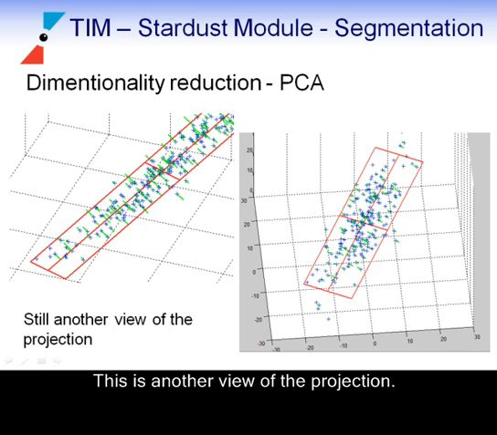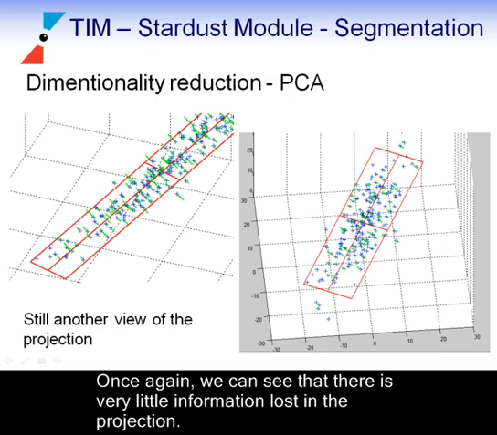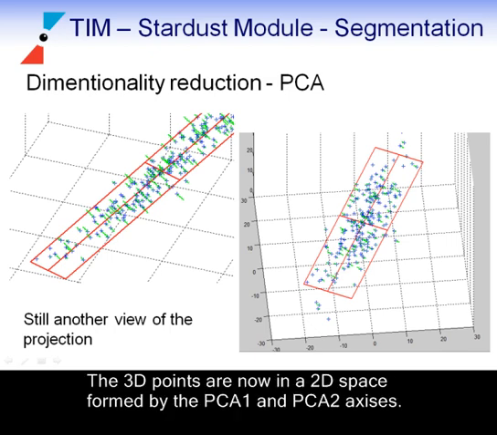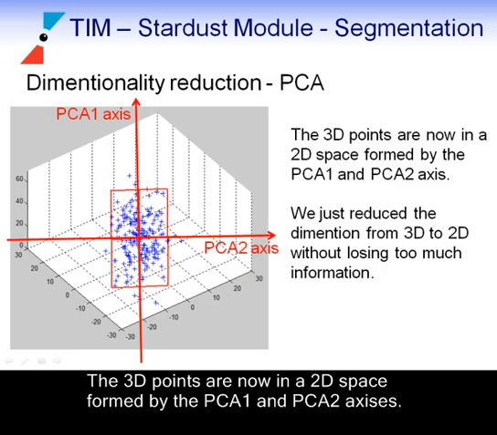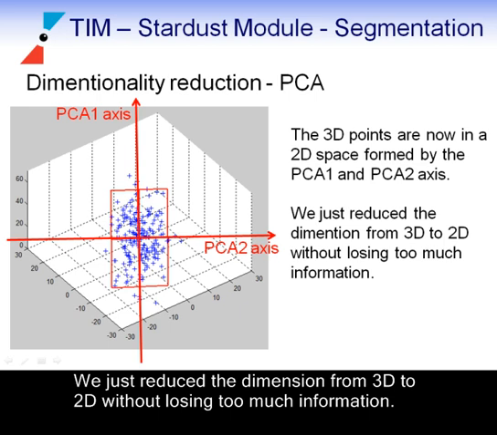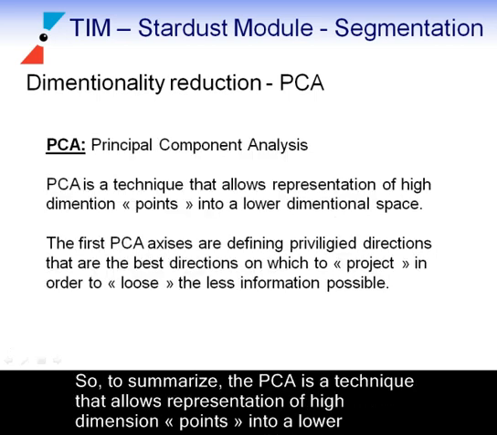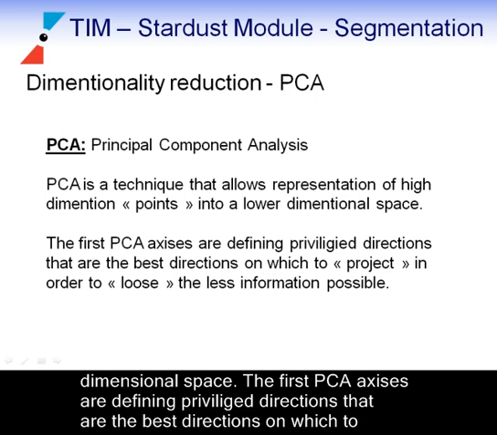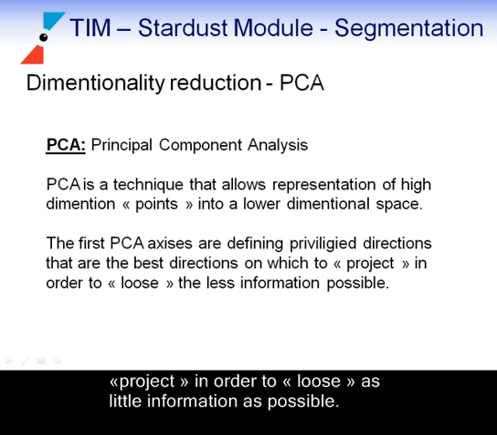This is another view of the projection. Once again, we can see that there is very little information lost in the projection. The 3D points are now in a 2D space formed by the PCA1 and PCA2 axes. We just reduced the dimension from 3D to 2D without losing too much information. So, to summarize, the PCA is a technique that allows representation of high-dimension points into a lower-dimensional space. The first PCA axes are defining privileged directions that are the best directions on which to project in order to lose as little information as possible.